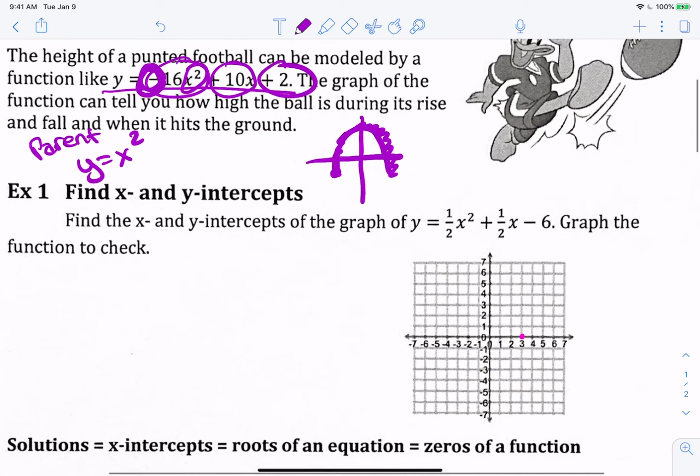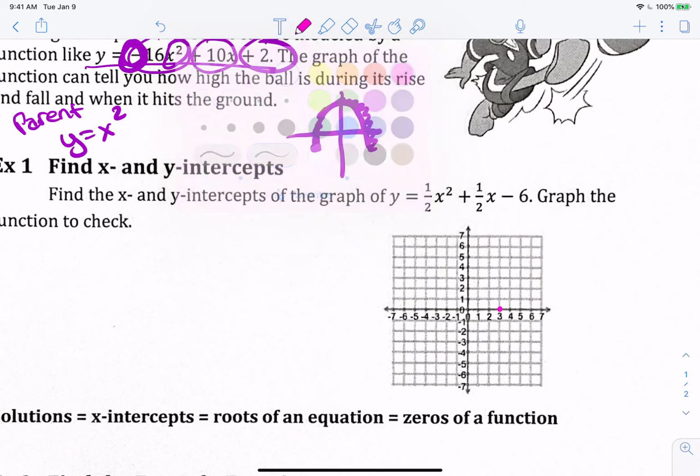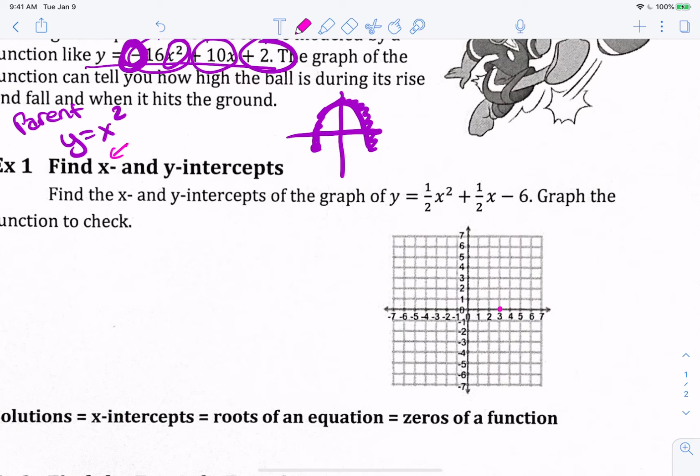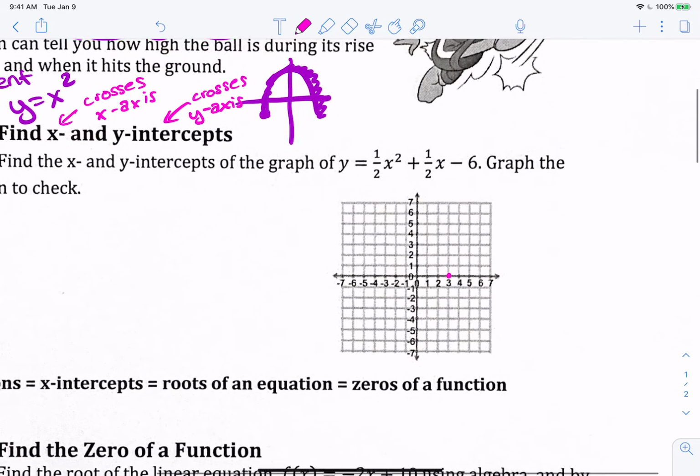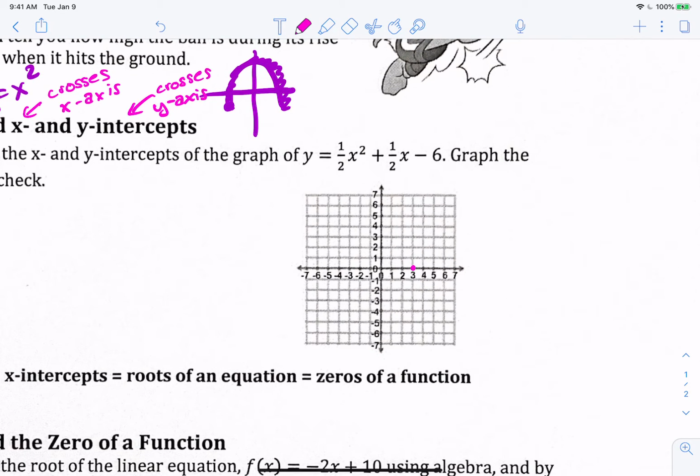Find the x and the y intercepts. I'm going to give you some background information on x and y intercepts. The x-intercept is where it crosses the x-axis, right? The y-intercept is where it crosses the y-axis, right? This is stuff that you all should know. Let's talk about x-intercepts, though, okay? I'm going to talk about this point.